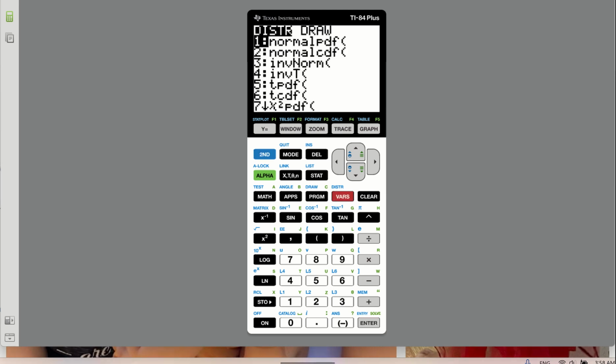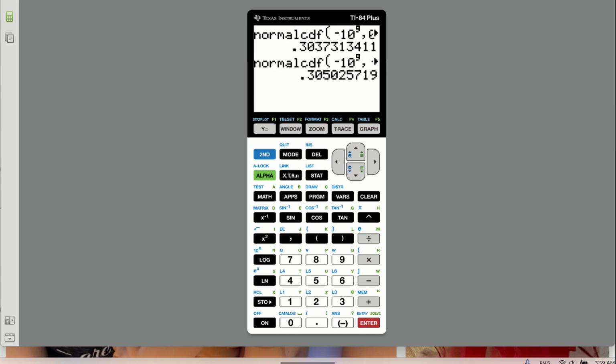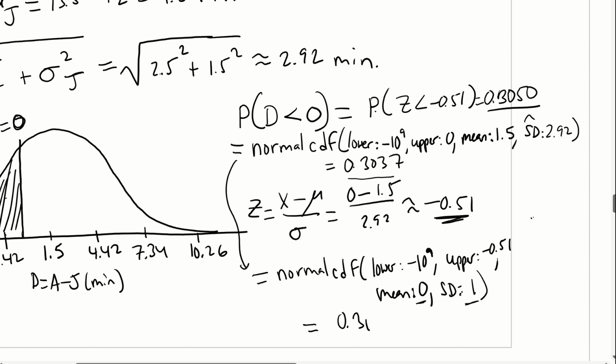Second vars, we got normal CDF, and this time we're going to standardize it. So we're going to use the z-score that we got here, negative 0.51, and then this is going to be 0 now, and this is going to be 1. And there you go. You get something more in line with what we got before, 0.3050, because you standardize it and use the z-score instead. So it's closer to what we want. In this case, we got 0.3050. So I showed you three ways: the z-score, the calculator without standardization, and the calculator with standardization.